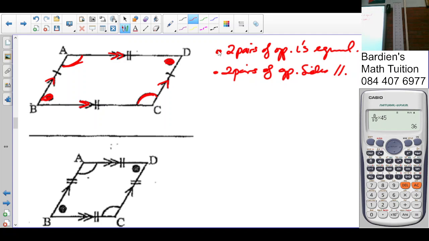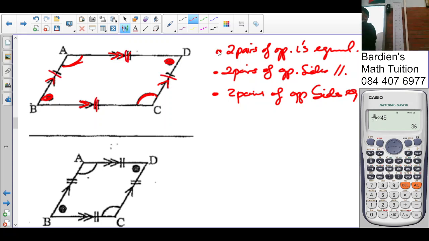And the last one here, we're going to say that 2 pairs of opposite sides are equal. So that length is equal to that length. This length is equal to that. Can you see that? So if in the exam you ask you for 3 marks, name the properties of a parallelogram. Now we're not going to give you a shape with this stuff on it. No. We just tell you that's a parallelogram.